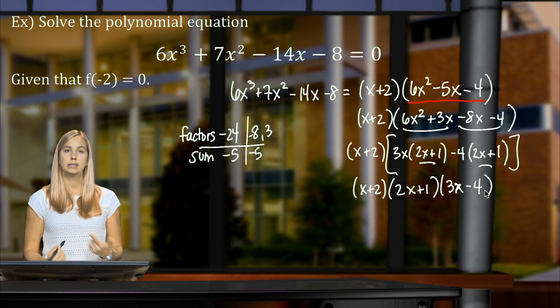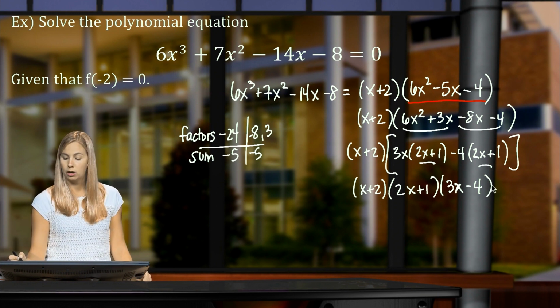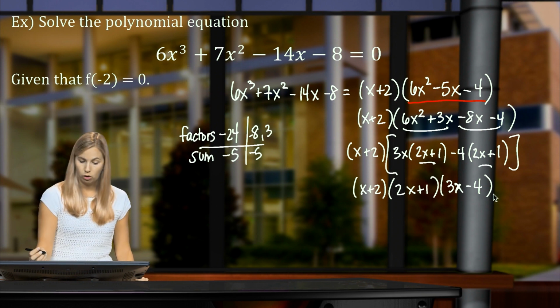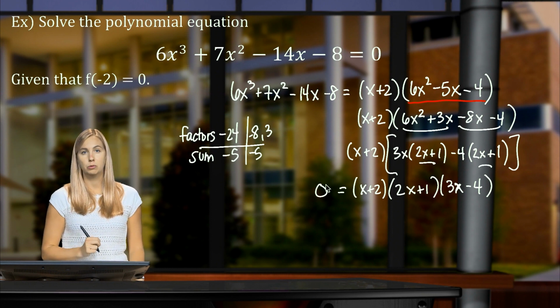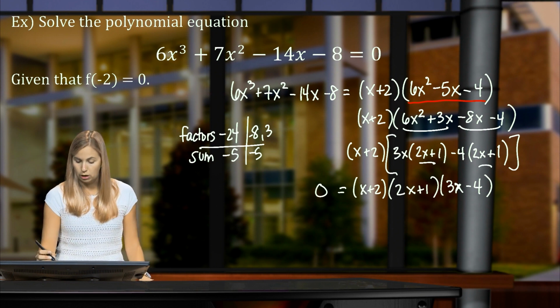Now, some of you guys might just be using trial and error to factor this 6x squared minus 5x minus 4. I'm not really concerned with how you're getting to those factors, either using AC method or trial and error, but we should all have the same three factors for our polynomial. And remember, we're trying to find where this equals 0. Now that it's completely factored into linear factors, we can set each of those linear factors equal to 0.